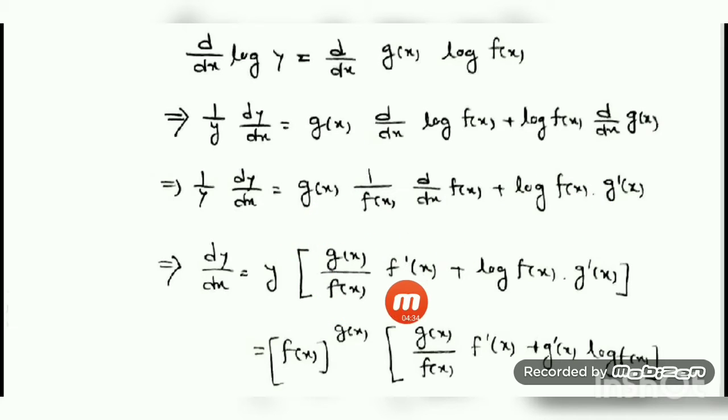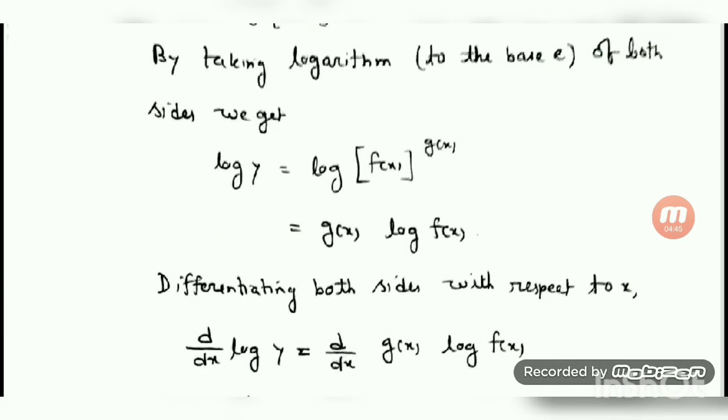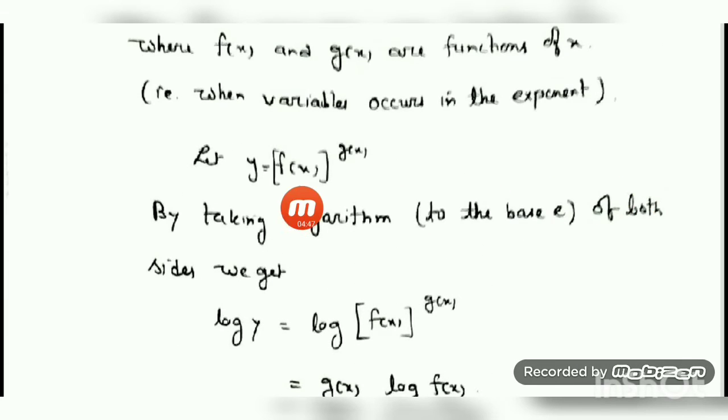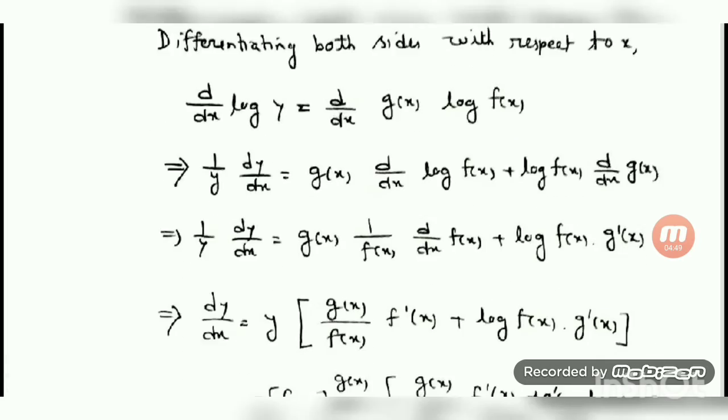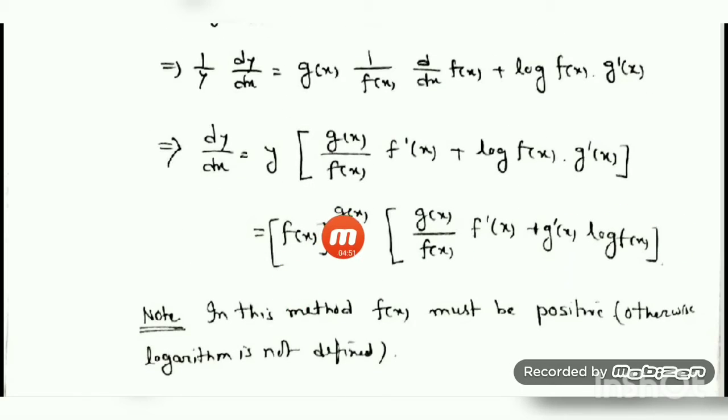g(x) by f(x), d/dx of f(x) can be written as f'(x) log x into g'(x). Now you replace what is your y in terms of the given function. So what is your y? You have replaced here, this is your y, f(x) to the power g(x). So replace this y by f(x) to the power g(x). Then we get f(x) to the power g(x), g(x) by f(x), f'(x), g'(x), and log of f(x).